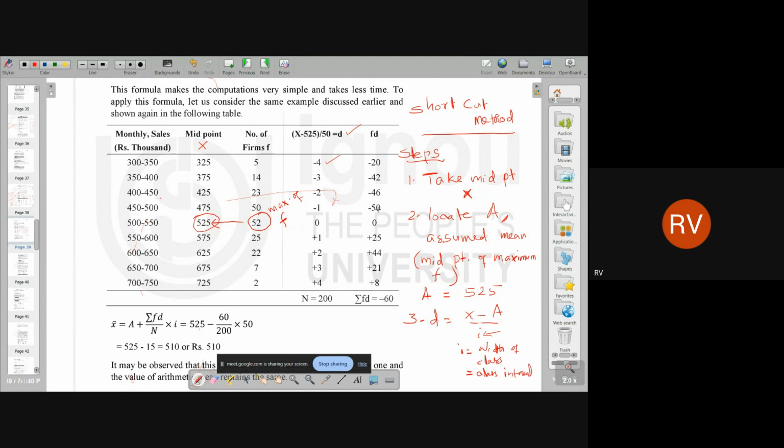D is equal to x minus A. First x is 325, so 325 minus A, where A is equal to 525. That is 325 minus 525, which is minus 200. Minus 200 by 50, where I is the width. That is 325, 375, the difference is 50. So x minus 525 by 50 is minus 4.